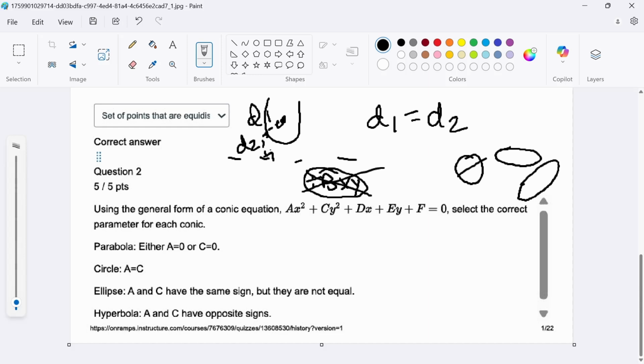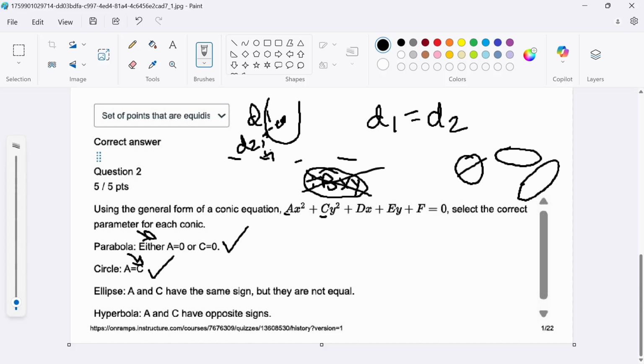So using the general form, it's like the correct parameter. For a parabola, either a or c are 0. In other words, you won't see an x squared term or you won't see a y squared term. So either a or c are 0. For a circle, a is equal to c. They're exactly the same number, the same value, same sign. So a equals c. These are the answers, by the way. It showed the answer when I printed it, but I'm just going through them.